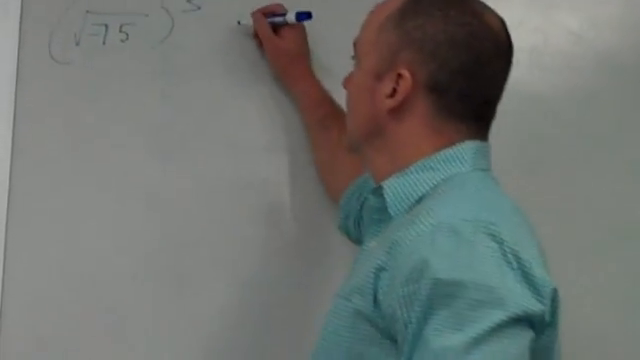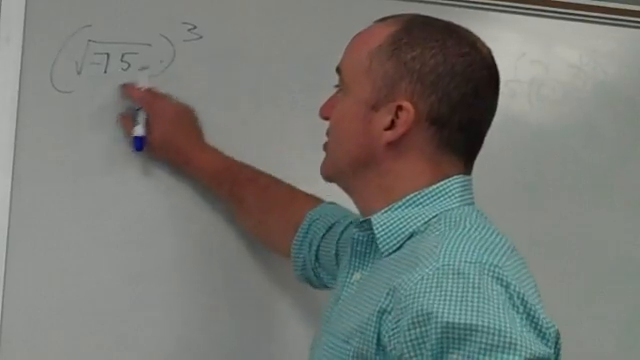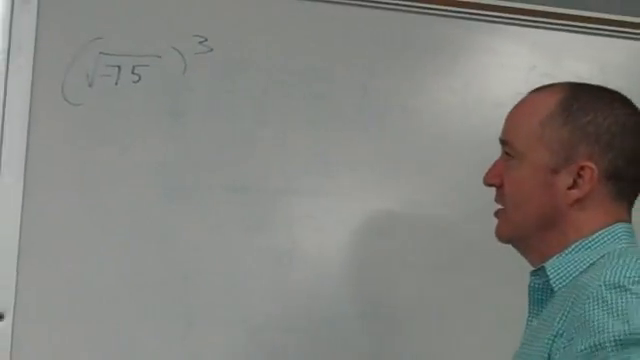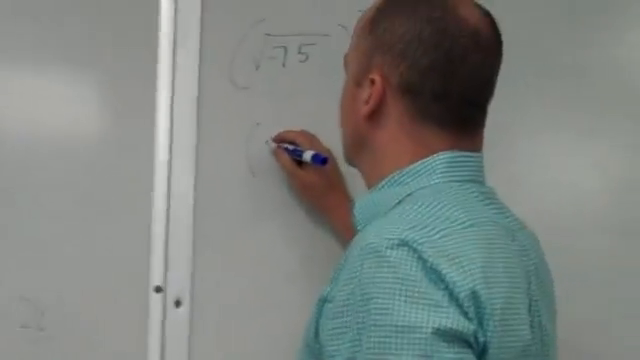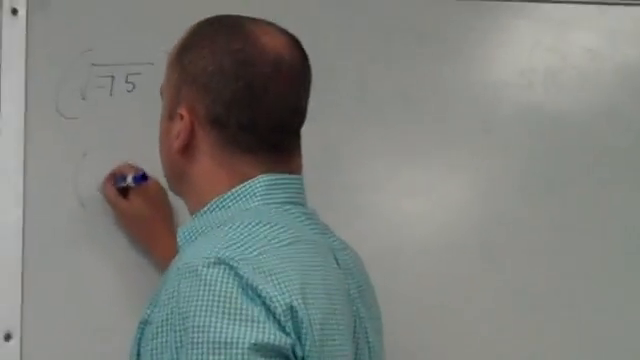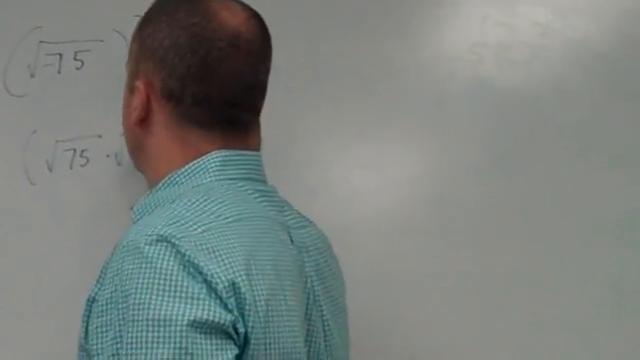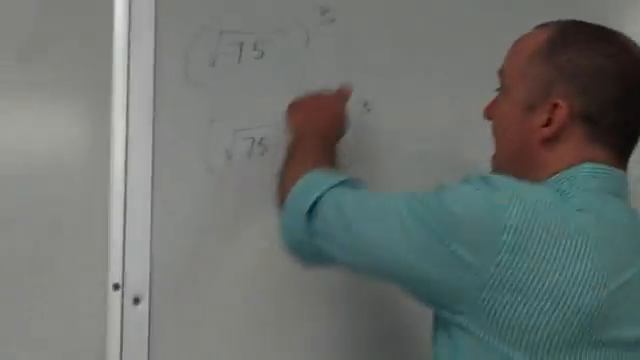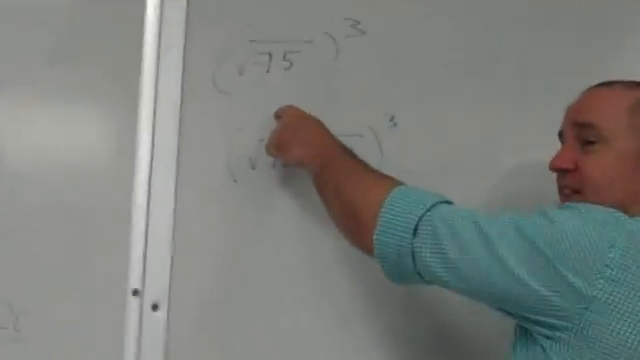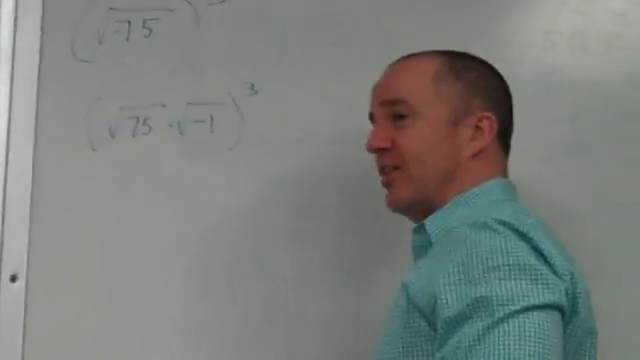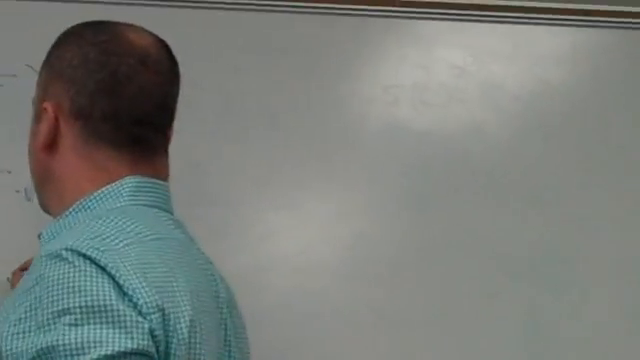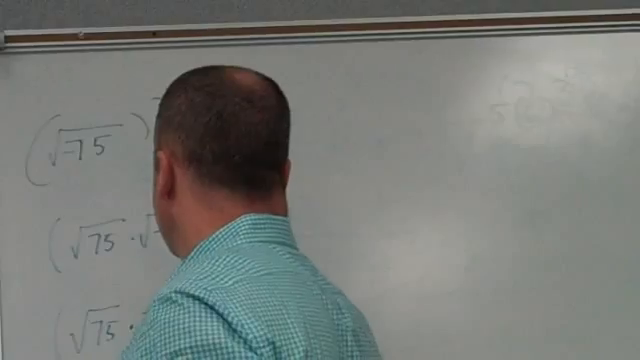It's going to be plus 0i in there, but let's get it to look like an i first. Where does the i come in? I'm going to make it the square root of 75 times the square root of negative 1, cubed. Am I allowed to do that? You can't distribute the exponent. Actually, I can. I can distribute this exponent because there's no addition or subtraction in here. It's all multiplication. So I can rewrite this as the square root of 75 times i cubed, correct?